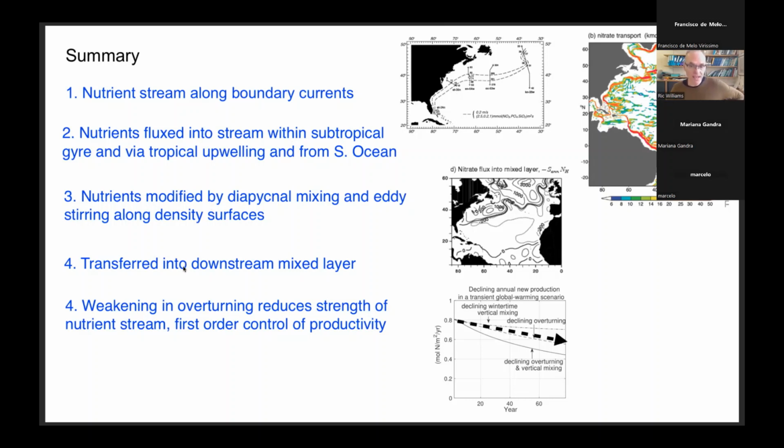The important thing is that those nutrients carried along the stream end up being fluxed into the surface boundary layer. And when they're in the surface boundary layer, they help sustain nutrient concentrations so the biology can utilize those nutrients. And then from model studies, what we're seeing is that a weakening in the overturning is reducing the strength of this process. And that might well be important for what the future holds.